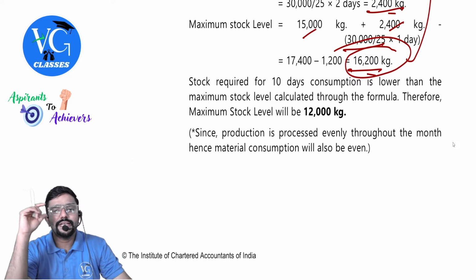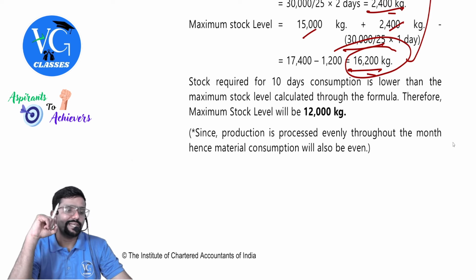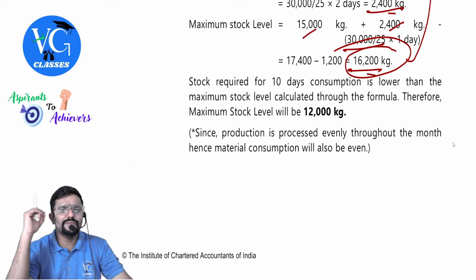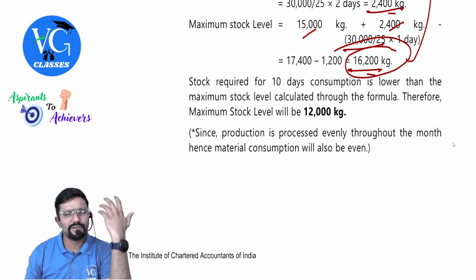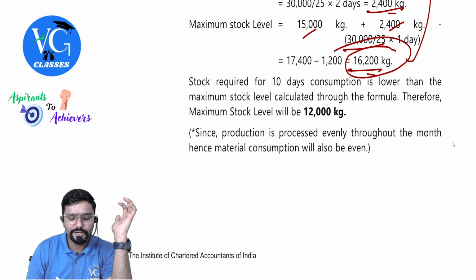Stock required for 10 days consumption is lower than the maximum stock level calculated through the formula. Therefore, maximum stock level will be 12,000 kg, guys. Since production is processed evenly throughout the month, material consumption also will be even. You can also write one thing which they have done individually everywhere, but you can do it.